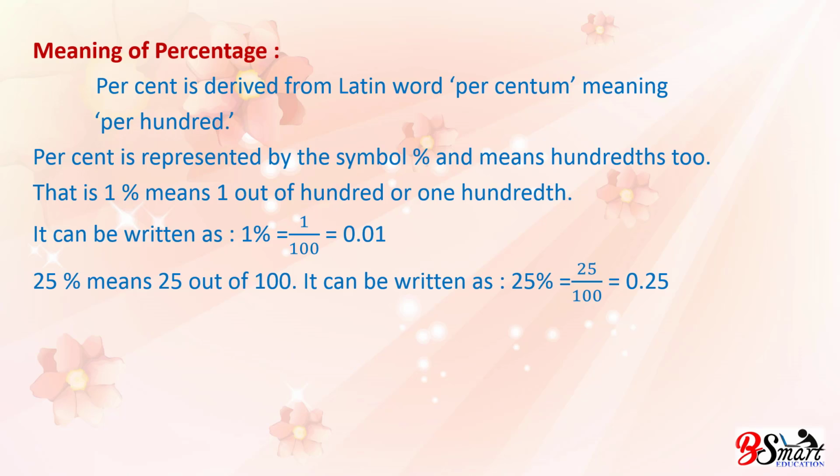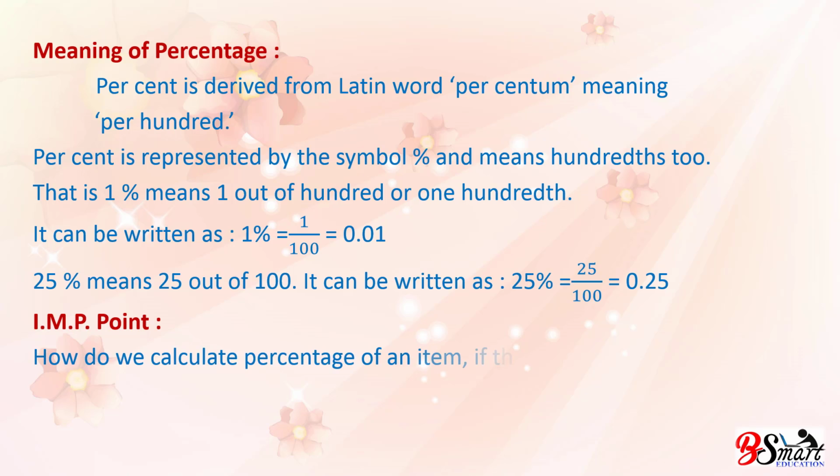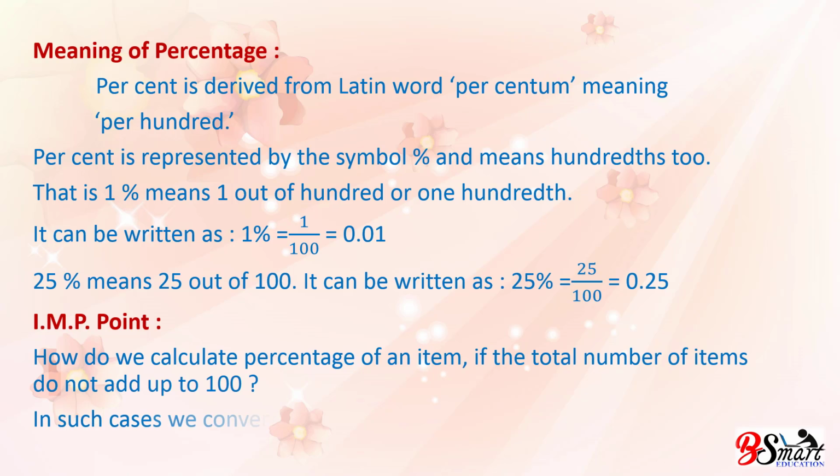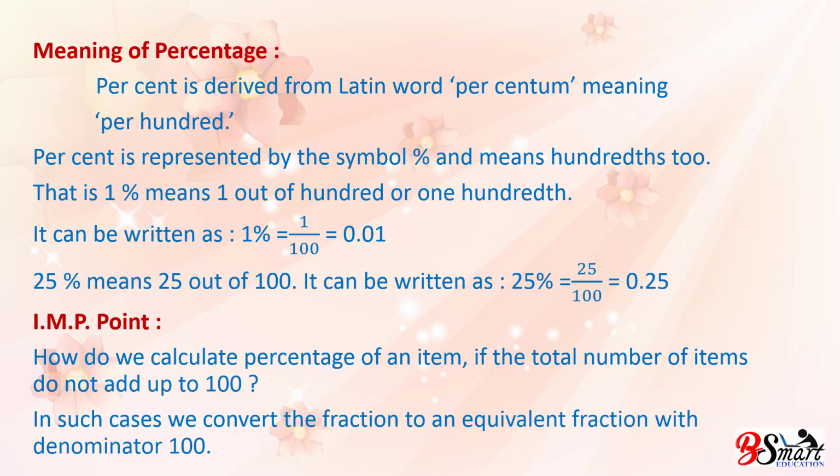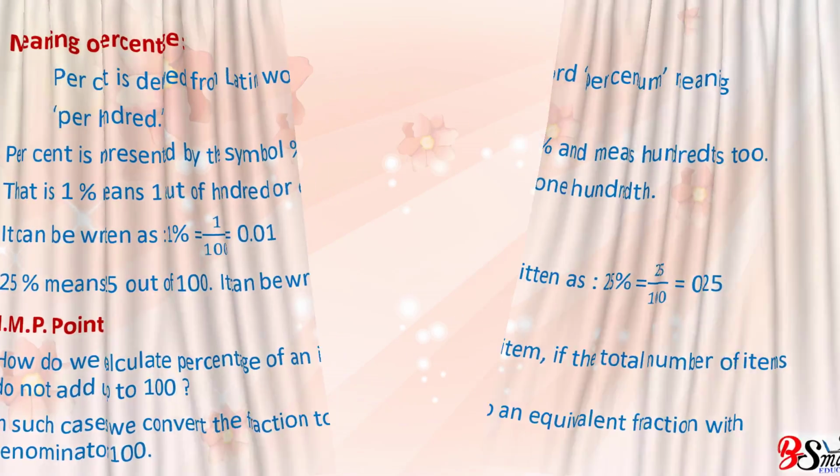25% means 25 out of 100. It can be written as 25% equal to 25 by 100, that is 0.25. Important points: how do we calculate the percentage of an item? If the total number of items does not add up to 100, in such cases we convert the fraction to an equivalent fraction with denominator 100.